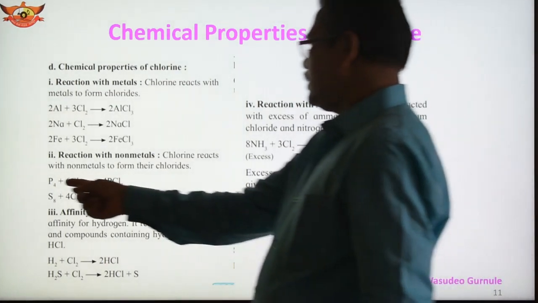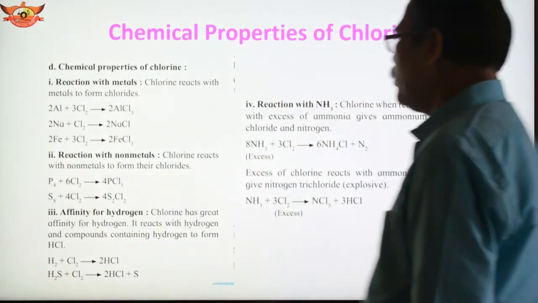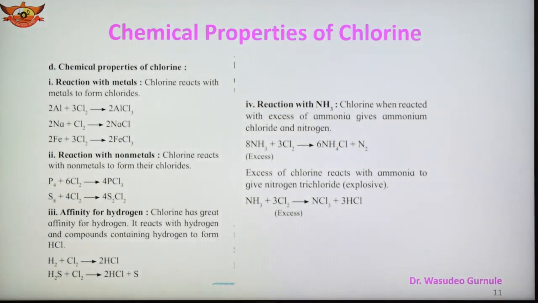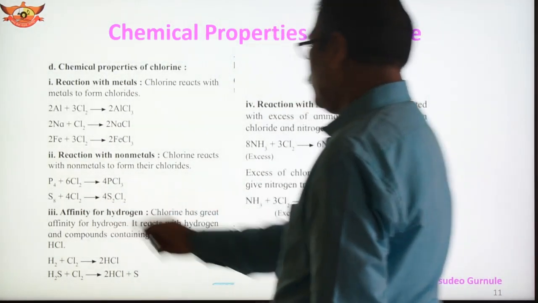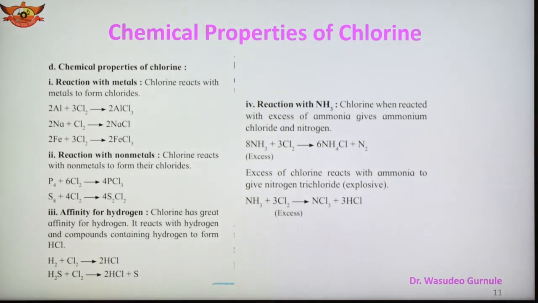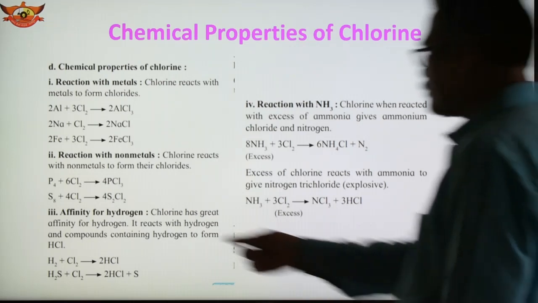So here, a phosphorus molecule reacts with chlorine forming phosphorus trichloride. Sulfur reacts with chlorine forming S2Cl2, a chloride compound of sulfur. So chlorine reacts with metals and non-metals forming chlorides.